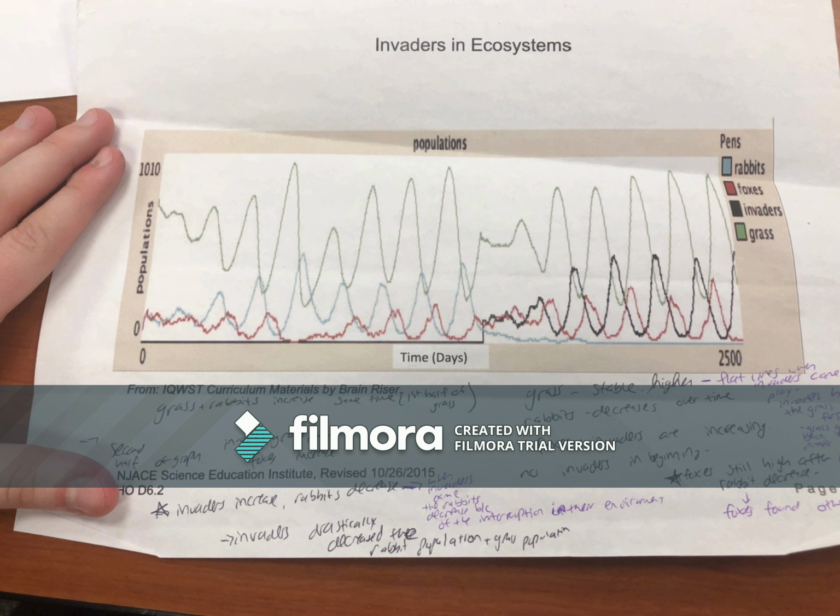After our models were drawn and discussed, we were given this graph. This graph was titled Invaders and Ecosystems. Within this line graph, there were 4 different lines correlating to either the rabbits, grass, invaders, or foxes. This graph uses mathematical representation to describe relationships.